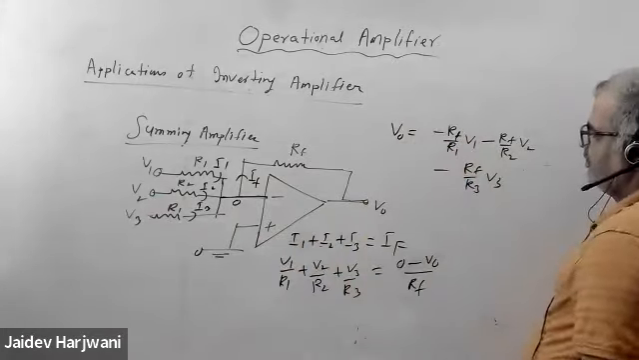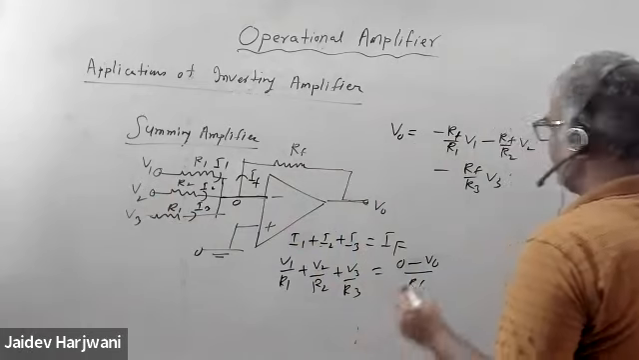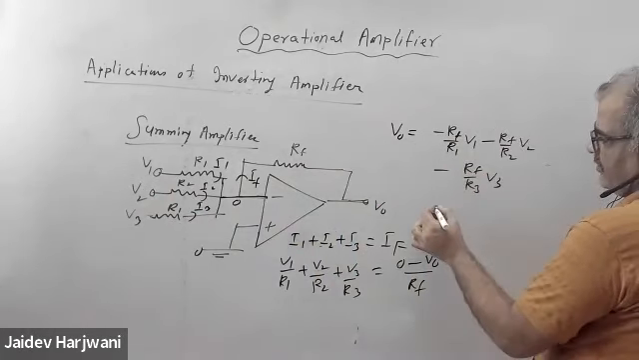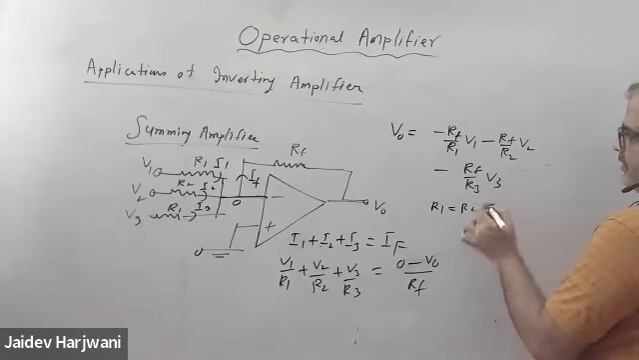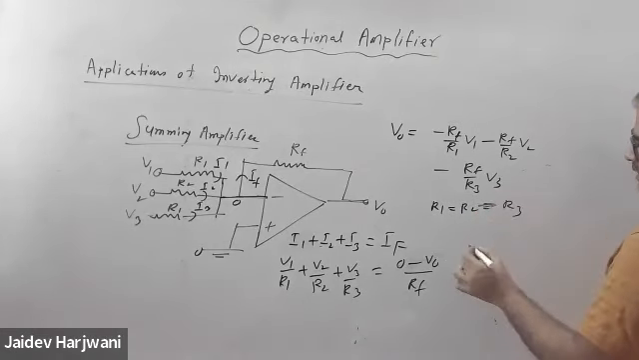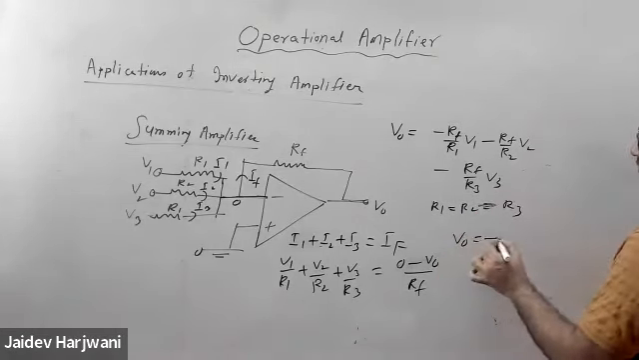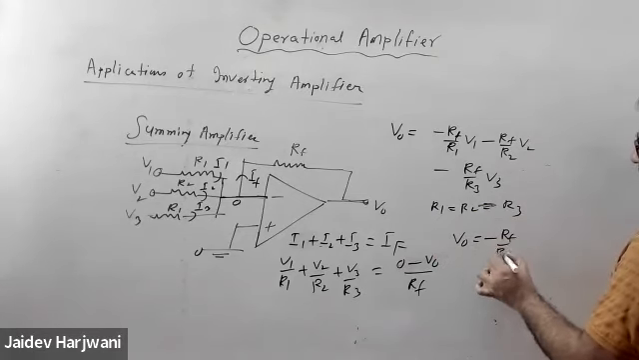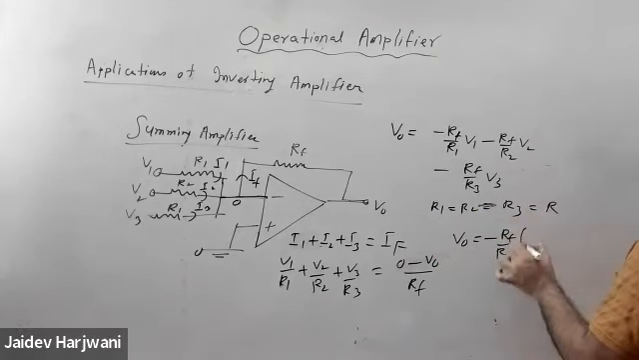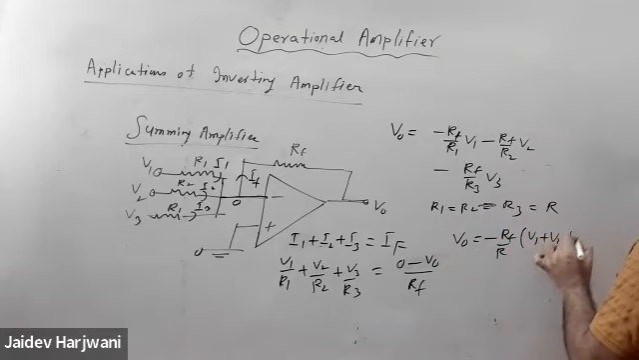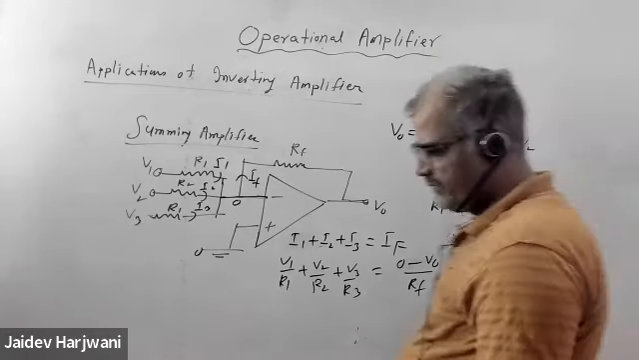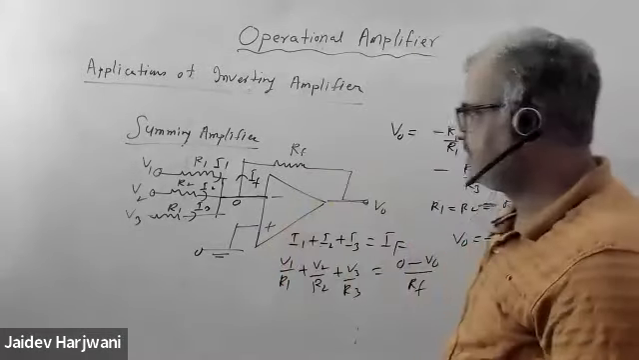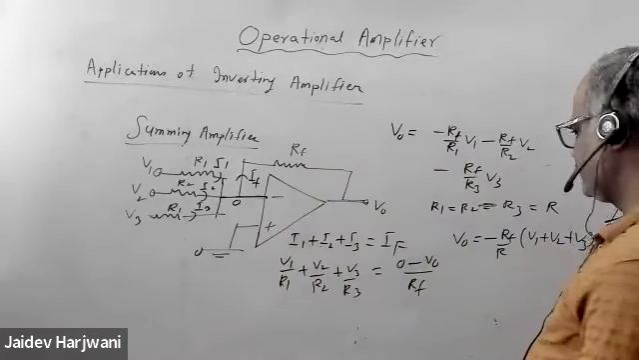Now if R1, R2, R3 are all the same, then you can write V0 is equal to simply RF upon R times (V1 plus V2 plus V3). So it is summing all the inputs.